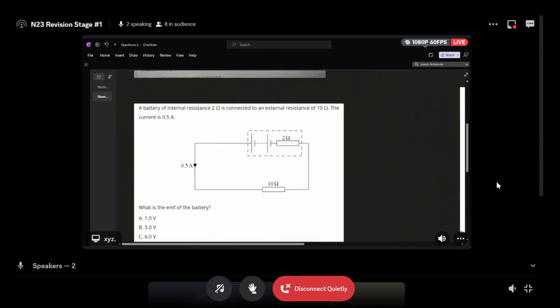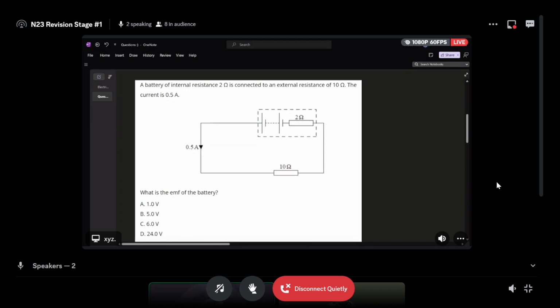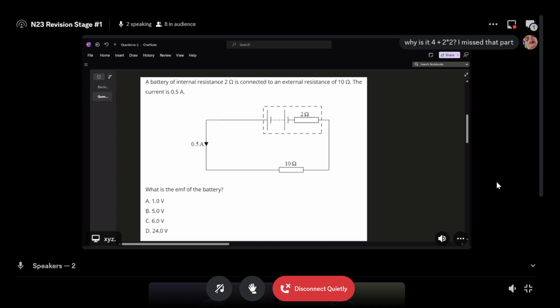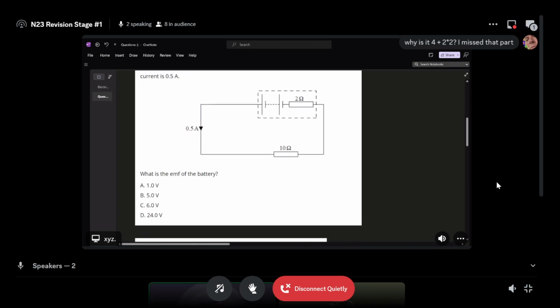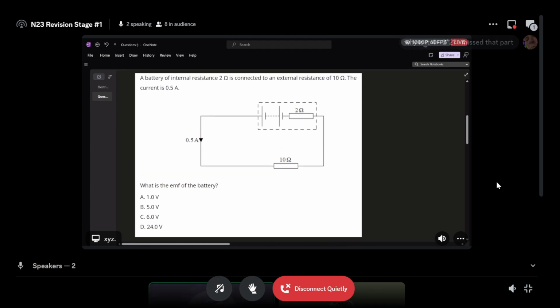I have another question here, which is an MCQ. This is a very simple SL question. Same logic, really. But this time you're solving for EMF. So you use your EMF equation.